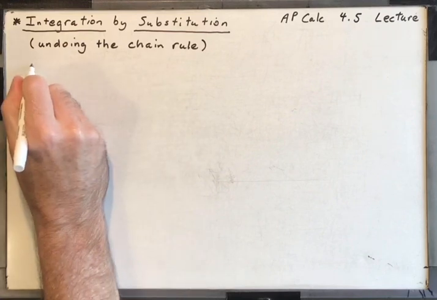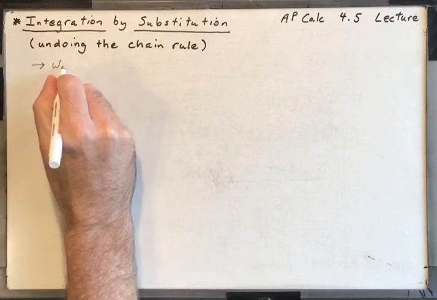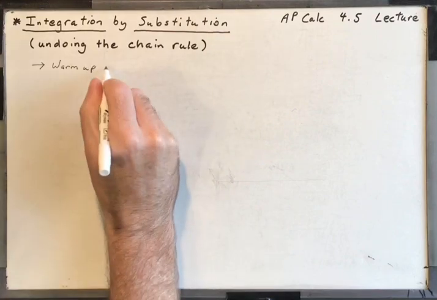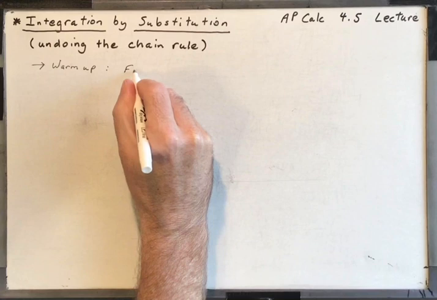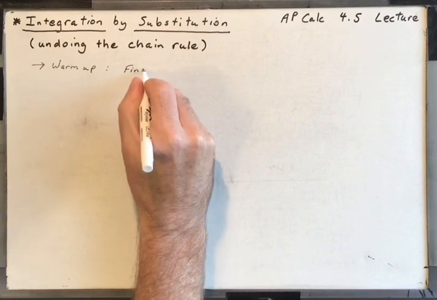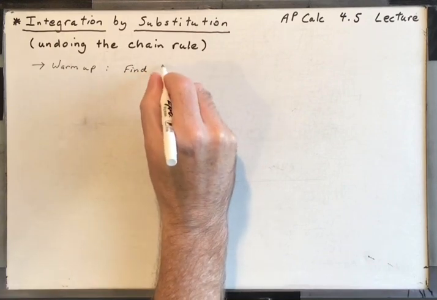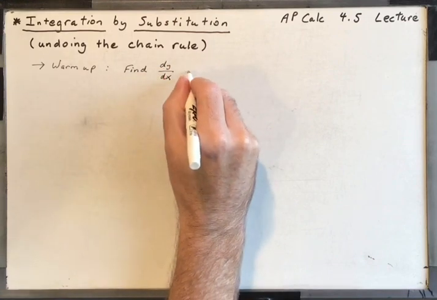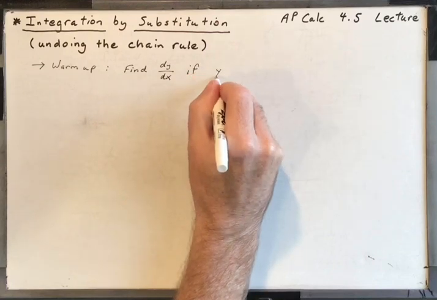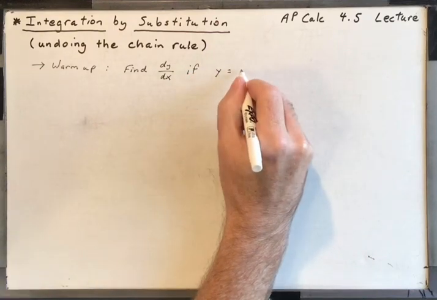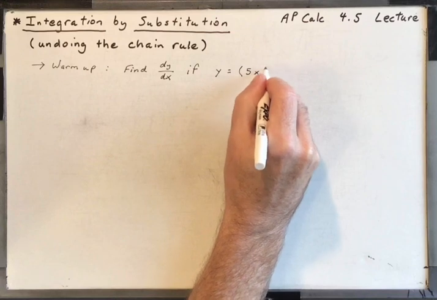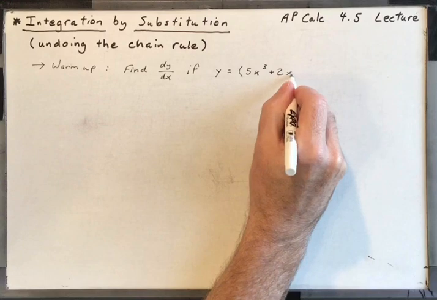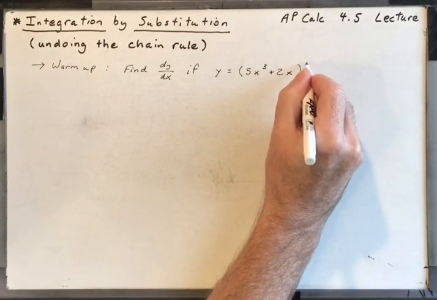So let's do a warm-up problem. Our warm-up problem is find dy/dx if y is equal to 5x cubed plus 2x to the fourth power.